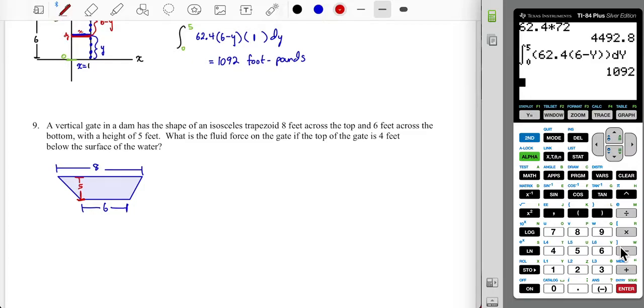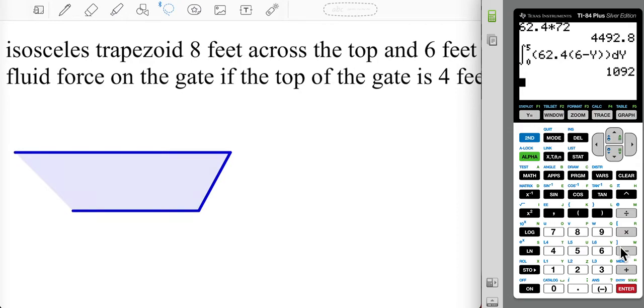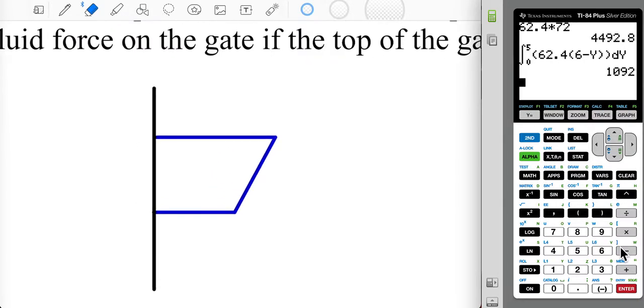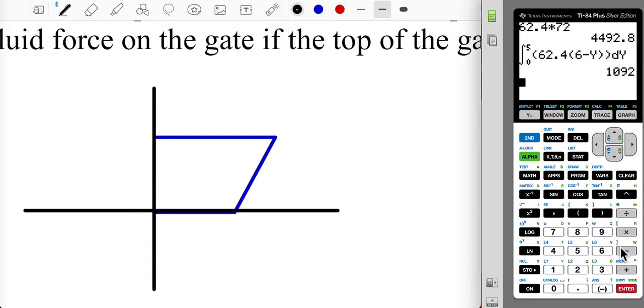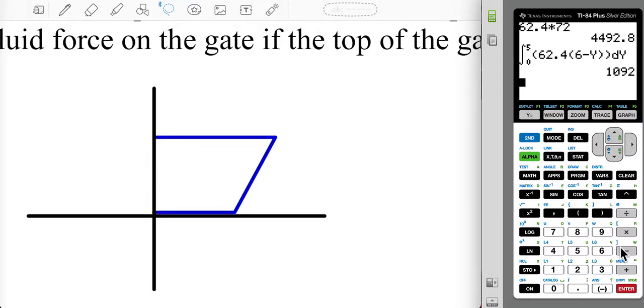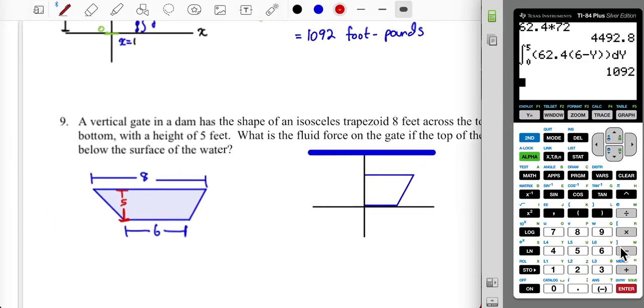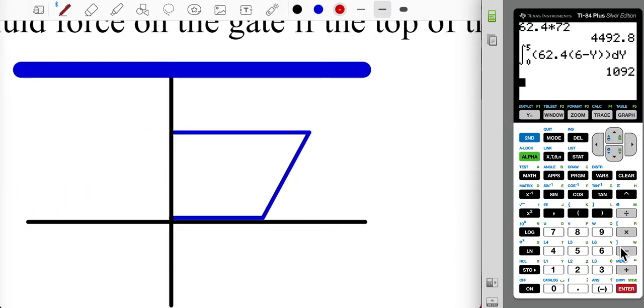All right. So what we're going to do is overlay this upon a set of coordinate axes. I'm going to put the axes right smack dab in the middle. I don't really care about the left-hand side because I could just figure out the right-hand side and double it. So I'm going to do something like this. It says the top is 4 feet below the surface of the water. It's 5 feet in height. So it gets up to 9.